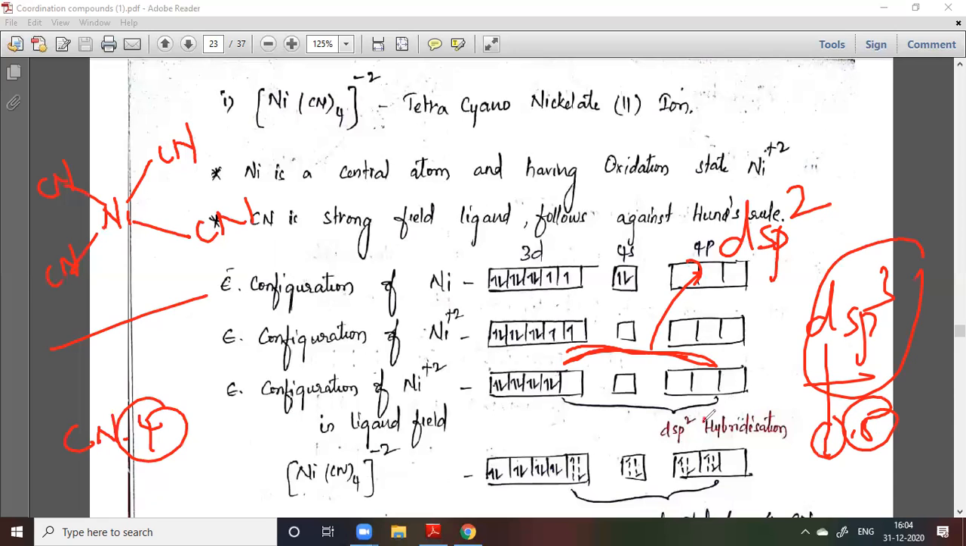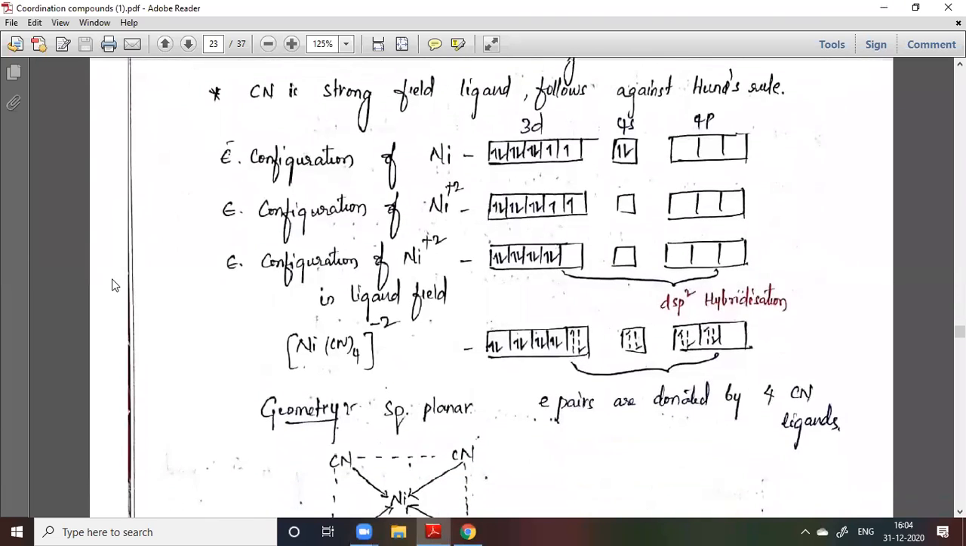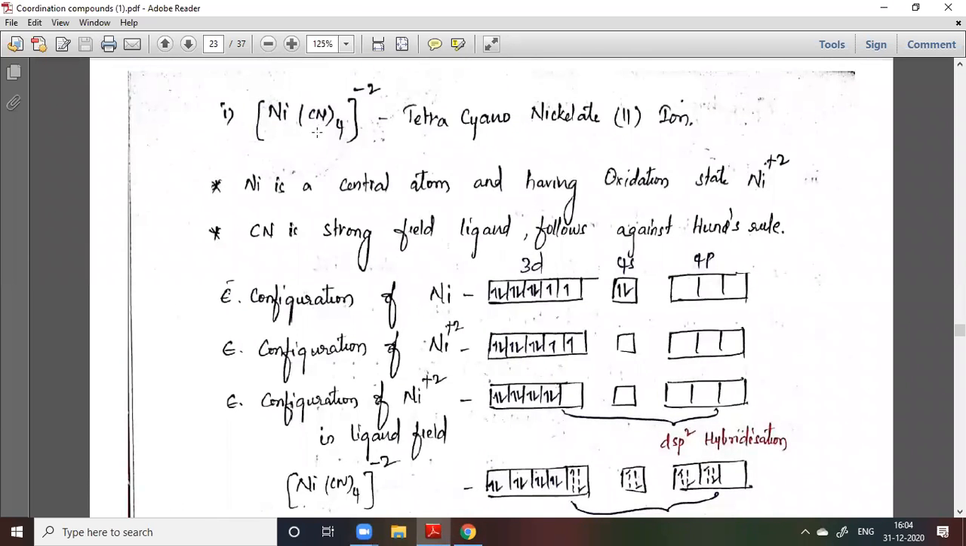Here now the hybridization, which is dsp2 here. So why is it actually dsp2 here? Because this cyanide is a strong field ligand. Because of the strong field ligand, the lone electrons are paired up together, and here it will again generate a new vacant orbital, so that it can easily produce a hybridization as dsp2 hybridization.